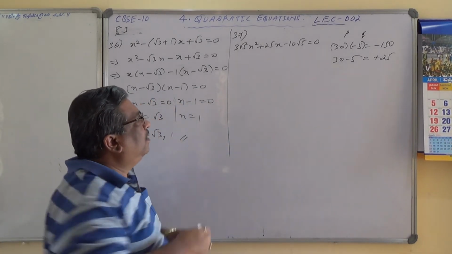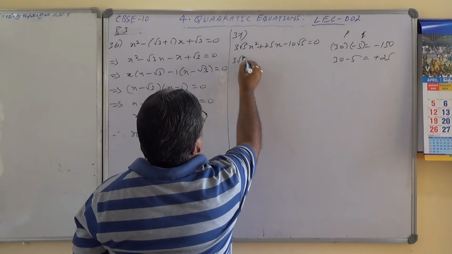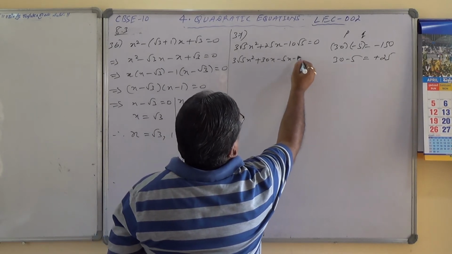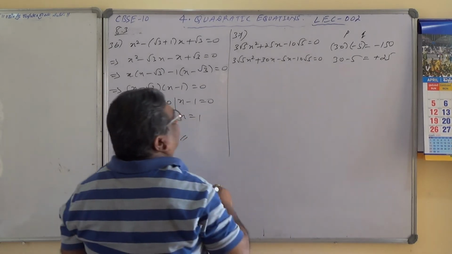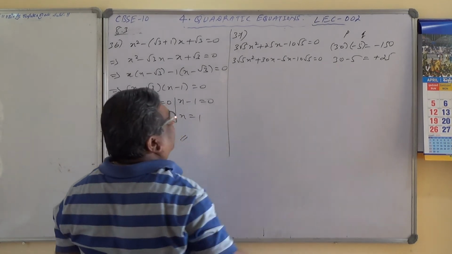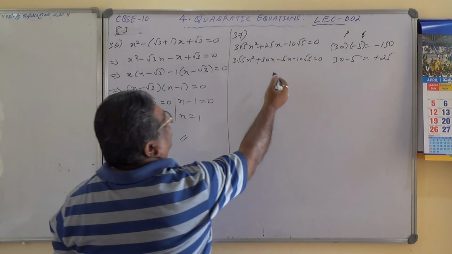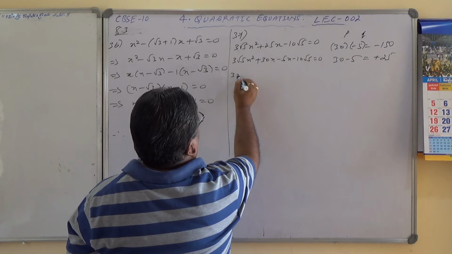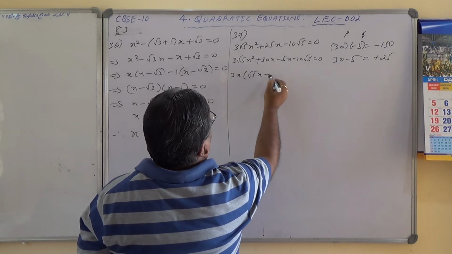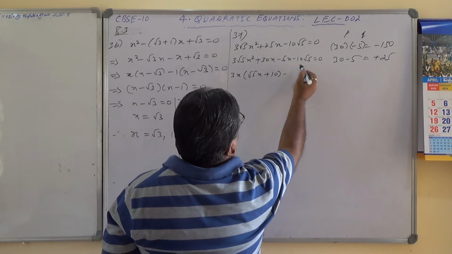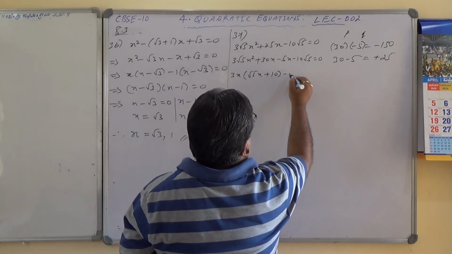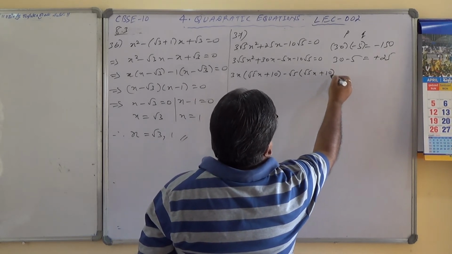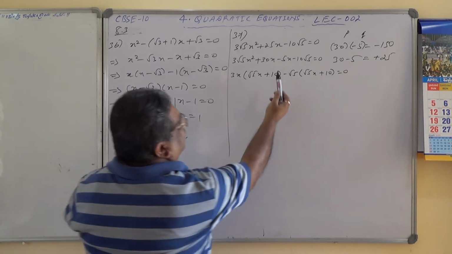So 3 root 5 x square plus 30x minus 5x minus 10 root 5 equals 0. What is this common over here? What common I should take here? See here, can I take 3 here? 3x, let me try to take it. Root 5x plus 10. Here, minus root 5, I take common. Root 5x plus 10 equals 0. Correct or not? Check it.